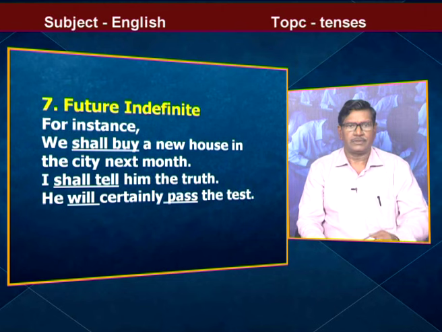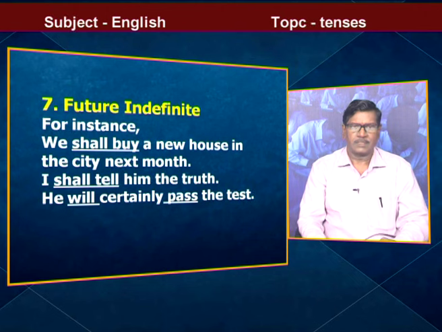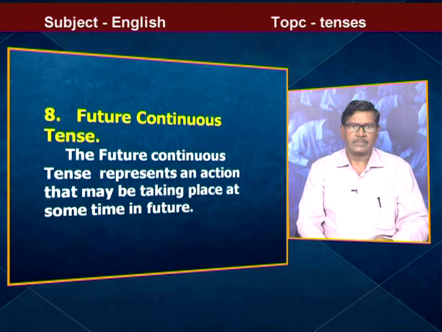I shall tell him the truth. So far I have not told him the truth, but I shall tell him the truth sometime in future. He will certainly pass the test. Vaadu test tappaka pass avutadu, baaga chadivadu vaadu, inka test ku vellale. He will pass the test in future. Vaadu parisha rasado pass ayipothadu. He will certainly pass. Ante anta baaga confidence undannamata. He will certainly pass the test. So, that way, simple future tense or future indefinite tense is used.